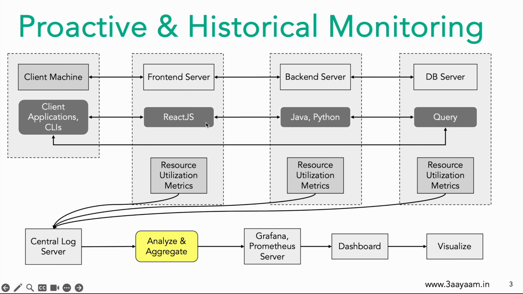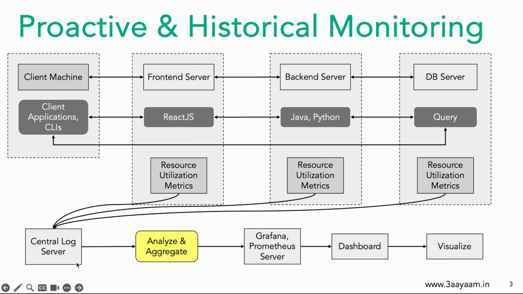For example, the front-end server will have its own resource utilization metrics, and so will the backend and database servers. Now these resource utilization metrics are sent to a centralized log server. When I say centralized log server, it can be a distributed file system or a database. Typically it is a file system, because it does not make sense to store so much log data in a database. That's why it would typically be a file server.